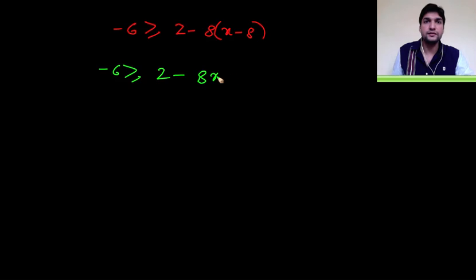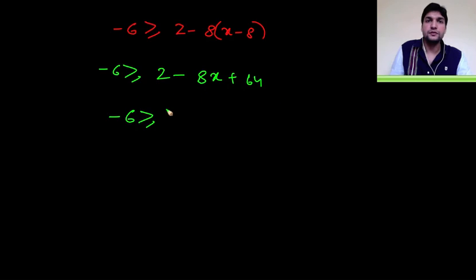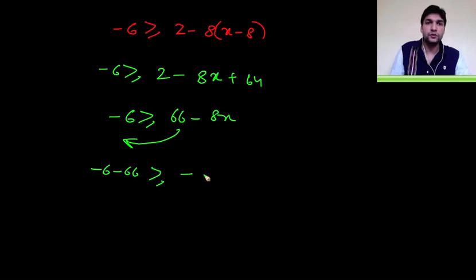It will become 2 minus 8x plus 64. And then do normal addition and subtraction. This will become 64 plus 2 is 66 minus 8x. Then you can move the 66 to LHS. This will become minus 6 minus 66 is greater than or equal to minus 8x. This will become minus 72 is greater than or equal to minus 8x.